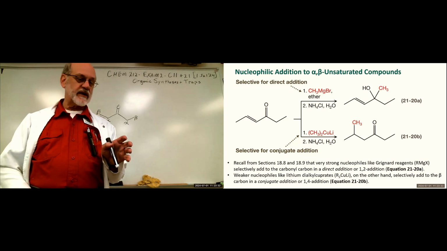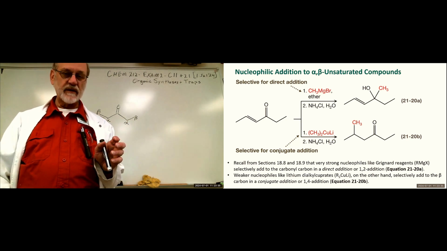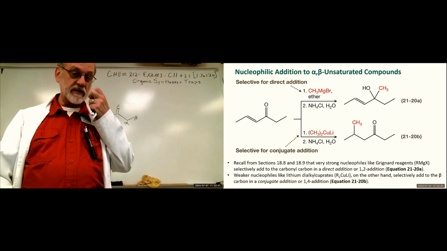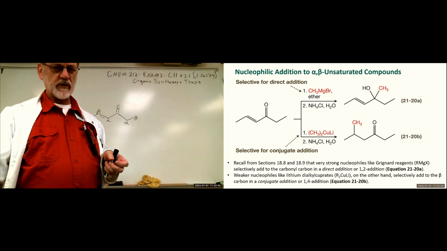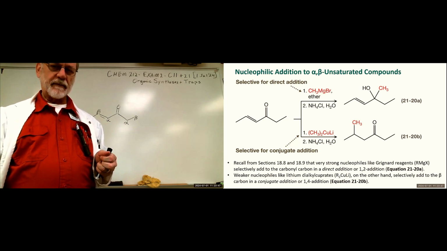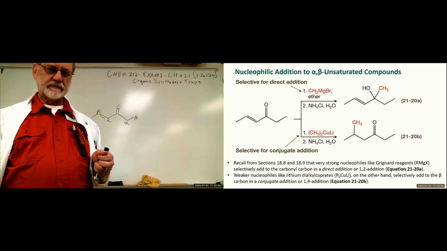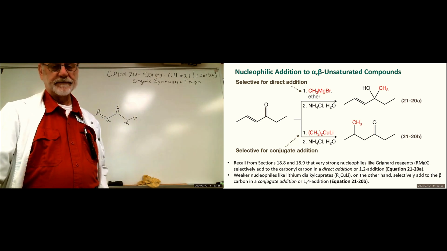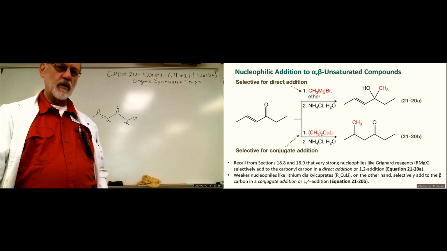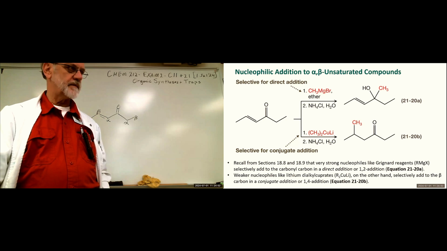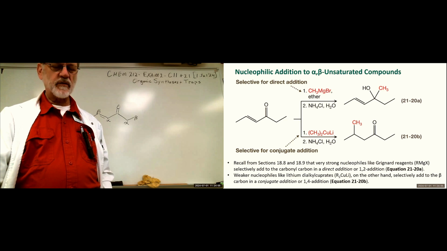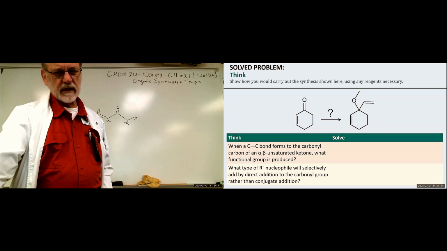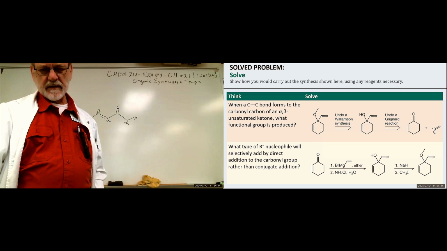So here's a rough explanation. The weaker nucleophile with a lithium compound selectively adds to the beta carbon in a conjugate addition. So the stronger nucleophile goes for the carbonyl carbon, and the weaker nucleophile goes for the beta carbon on the alpha beta unsaturated compound. All right. Let's see. I'm not going to spend time on that.